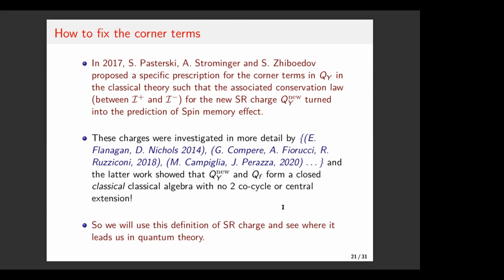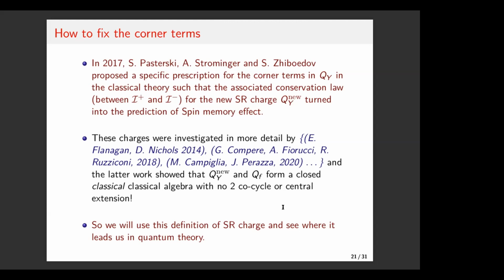This prescription proposed by them, as well as the entire class of ambiguities, was investigated in more detail by Flanagan and Nichols, and also by Compère and his collaborators. And finally, Miguel and his student Javier used this prescription and actually showed that classically this new superrotation charge and the supertranslation charge in fact form a closed algebra with no two-cocycle or central extension. So what we want to do now is take this as the prescription and see where it leads us in quantum theory.